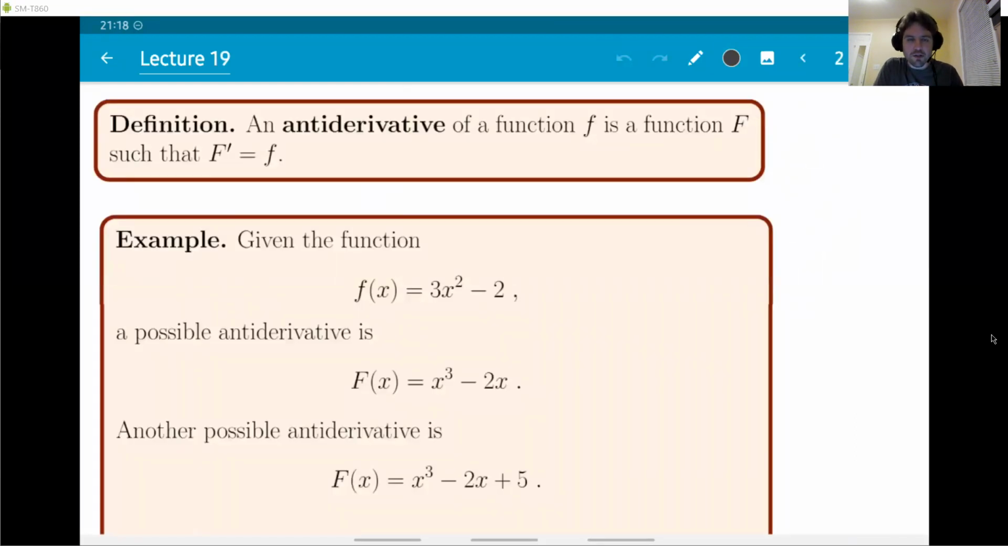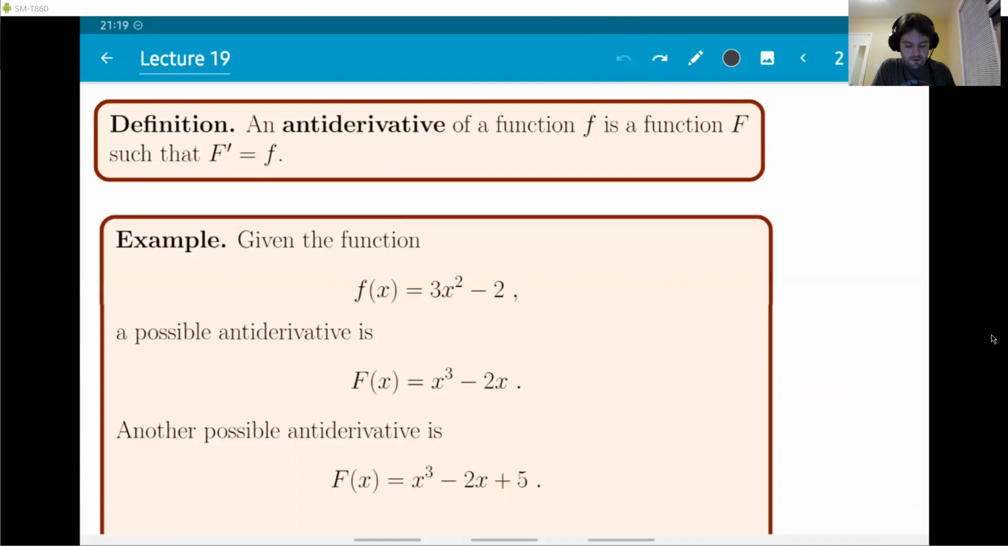Very simple, an antiderivative of a function little f is a function big F such that the derivative of the big F is little f. This is the definition of antiderivative. Usually we're going to talk about them using these symbols right here. The big F is the antiderivative of the little f.